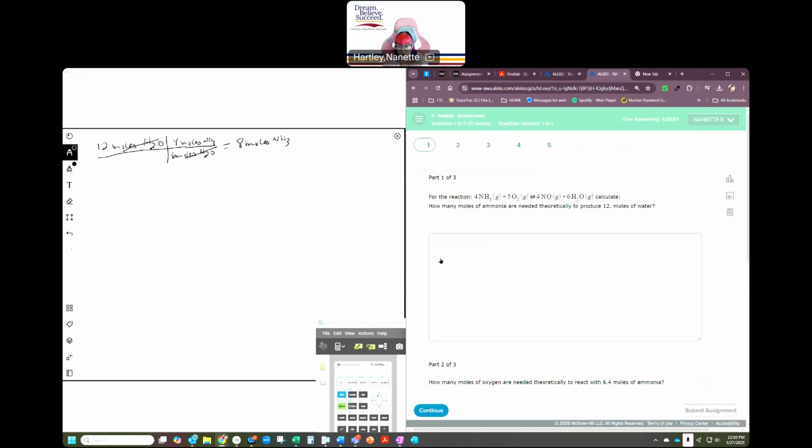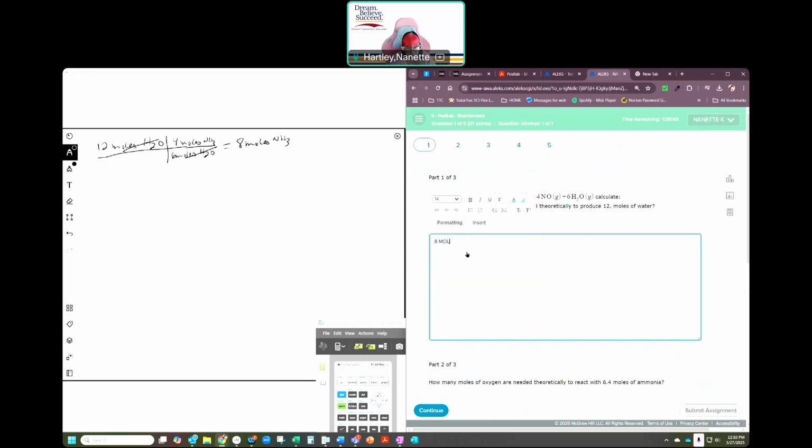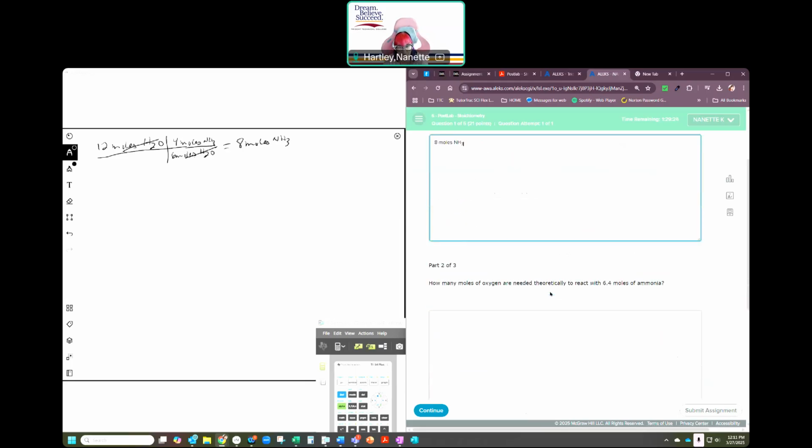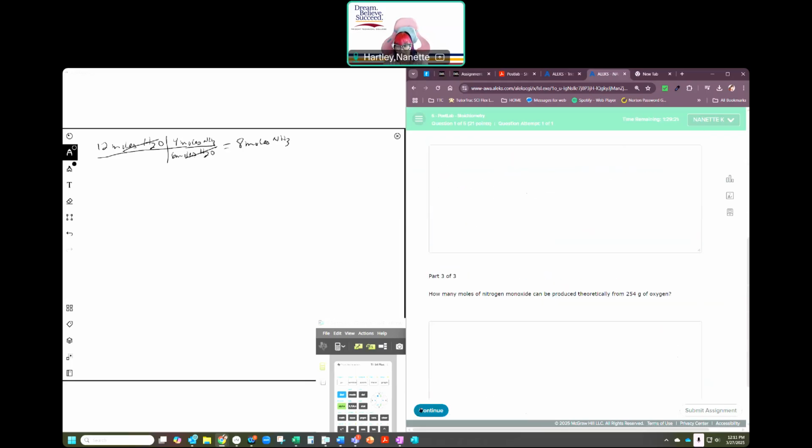What it's looking for is really just the answers. So I've turned in my work already, so I can either replicate that work here, which is okay, you can do that, or I can just put in my answers here. And I say 8 moles of NH3. This is a subscript. It's not required that you do it. It's just, I like to do that. And then I will do that for the rest of them as well. And then I will go ahead and continue when I'm at the bottom and then submit assignment when I'm done.